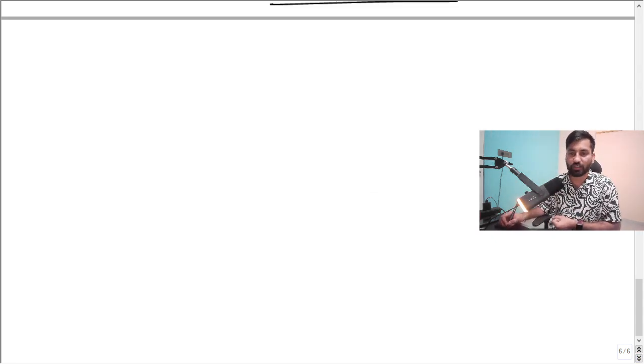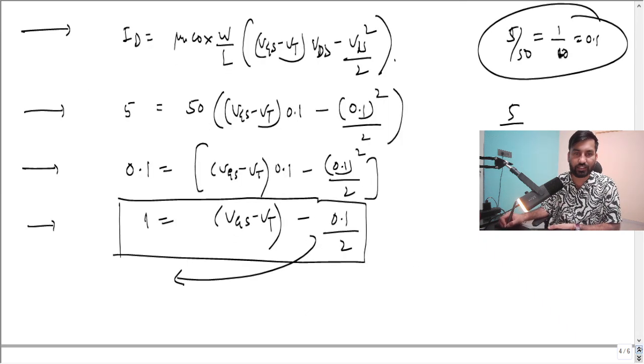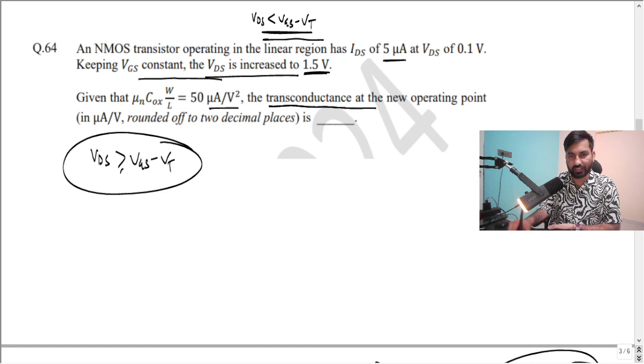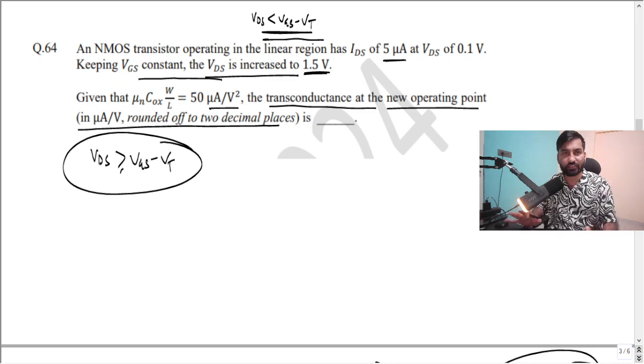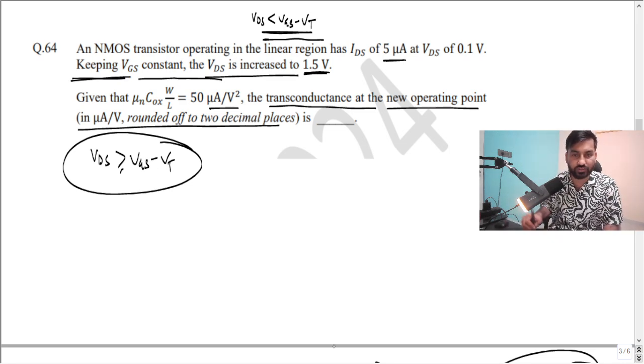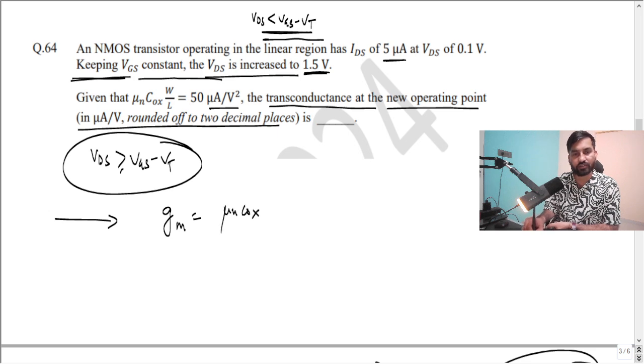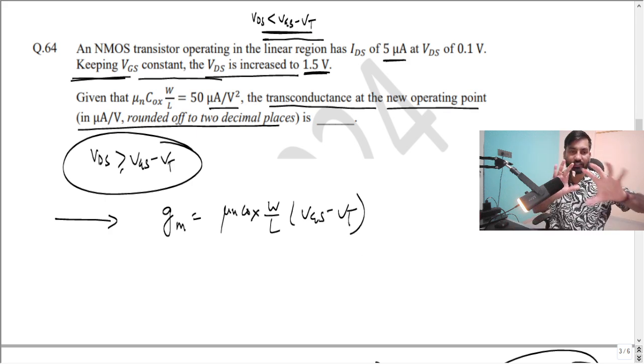And you know how to compute gm. In the question they are asking you to compute the transconductance at the new operating point. See, your VGS is constant, they have already given that. Threshold voltage will also be constant, it is not going to change. Only VDS is changing, and the transistor has been switched to saturation. So you should now know that the gm is equal to μn Cox W by L (VGS minus VT). I think everybody knows this formula, right?